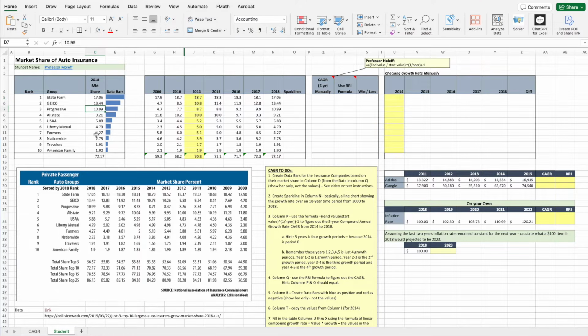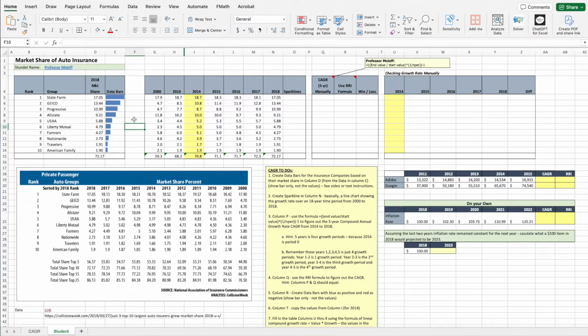So if I were to go here and make Progressive 21.02% of the market share, you'll see that its data bar now covers the entire cell, and we can see the relationship to the others. Now I'm just going to do Command Z or Control Z, back that out to where we are, so we can see the data bars in here.